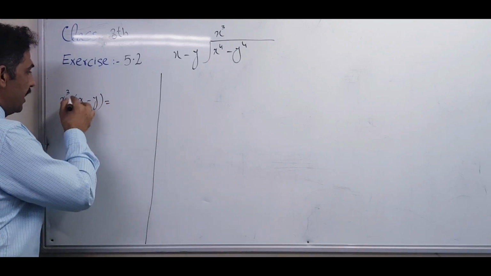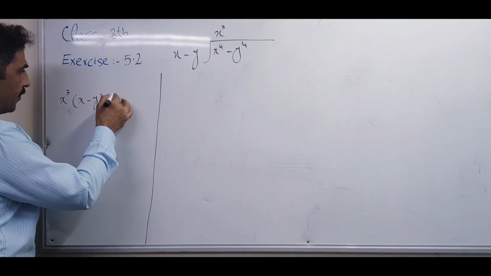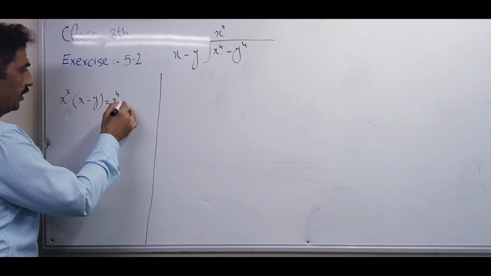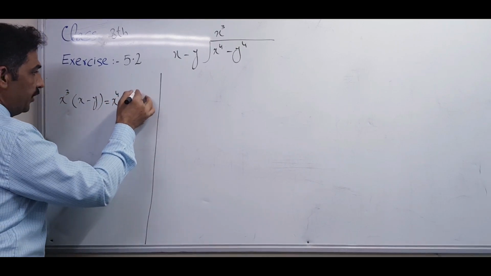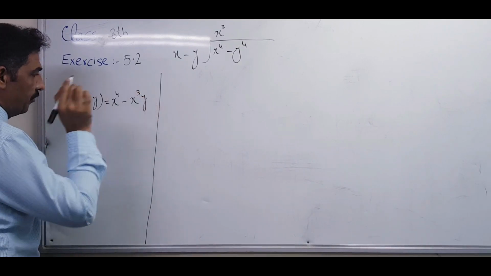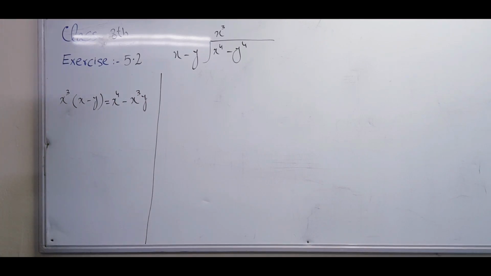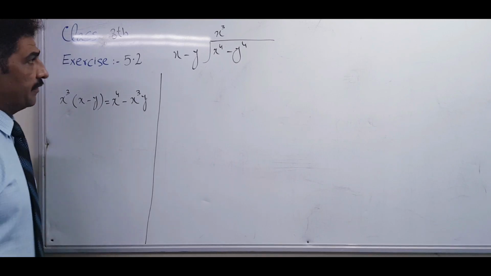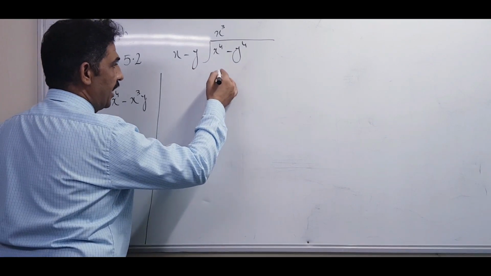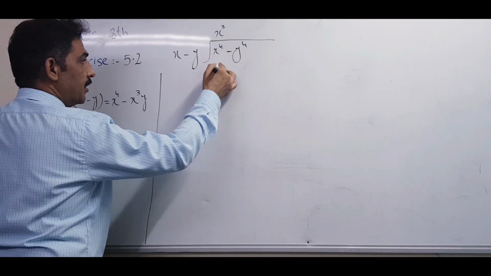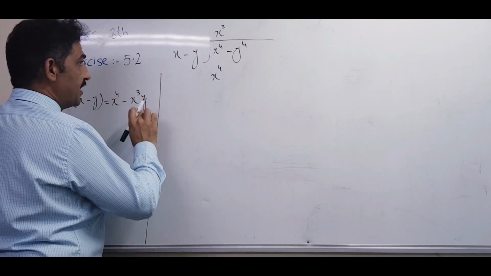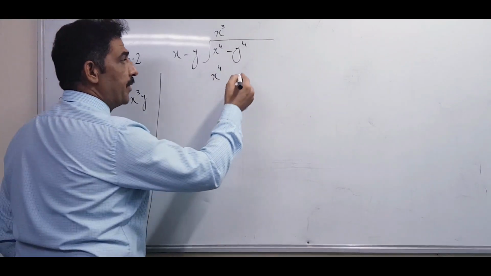So what answer are we getting? The answer is x raised power 4 and minus the second multiplied by first, x cube y. Right? So the first term is the same, x raised power 4, x raised power 4 minus x cube y. You have to write it separately.